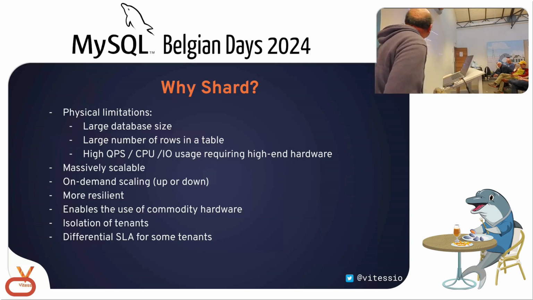Functionally, you have isolation of tenants, where for sensitive data, like with financial companies, you can put them in a multi-tenant system and put them on different shards. Similarly, if somebody is paying more, you can have larger hardware for specific shards.